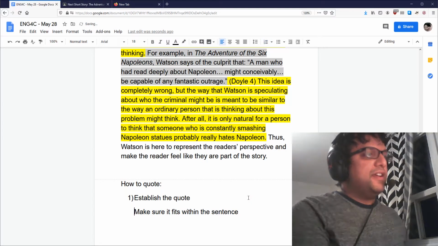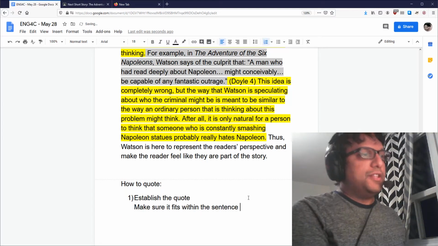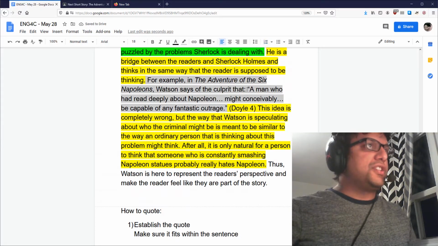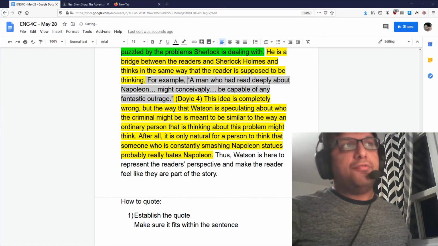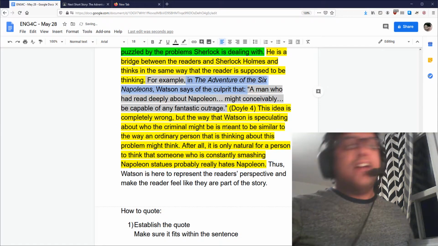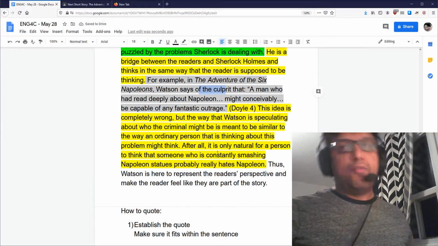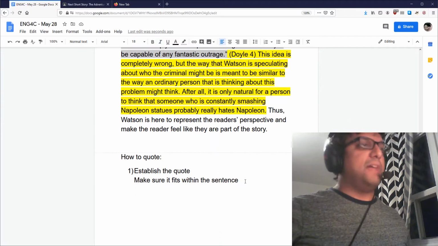You need to do that in order for the quote to fit within your essay, right? So if I were to just make it like this, for example, and then quote a man who had read, no, I can't do that. I have to tell the reader where this is from and who's talking, right? And what is he talking about, right? So you need to establish the quote, right?